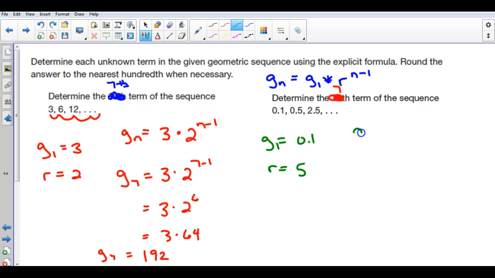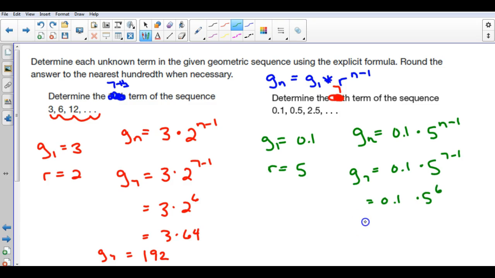Let's write the geometric explicit formula here. So g sub n equals 0.1 times 5 to the n minus 1 power. It's the common ratio to the n minus 1 power. And now we're going to figure out what the 7th term is. So g sub 7 equals 0.1 times 5 to the 7 minus 1. So that's going to be 0.1 times 5 to the 6th power.